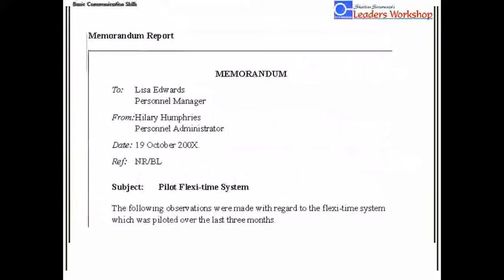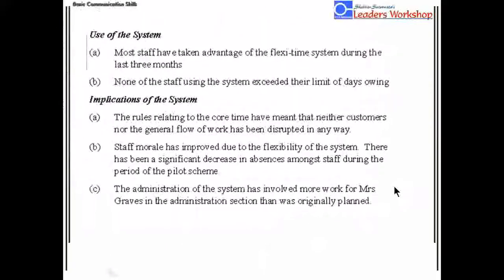So a memo type of report follows the memo arrangement. As you can see, the subject becomes the title of the report, and the paragraphs are the others: the terms of reference, the procedures, findings, the conclusion, and also recommendation.